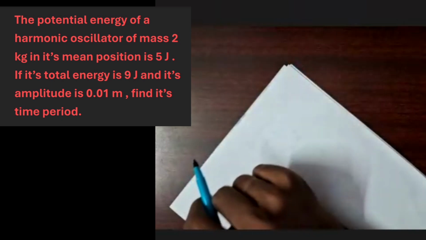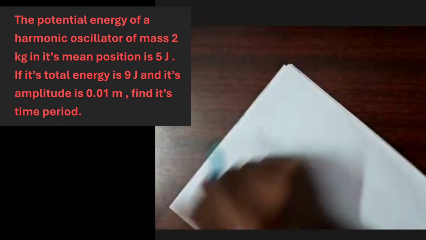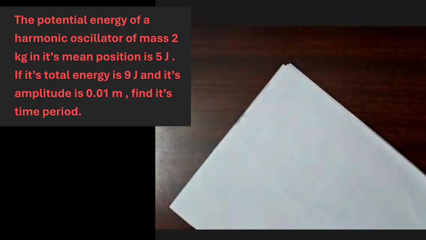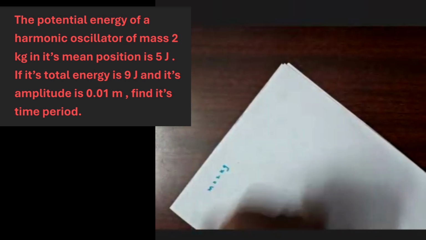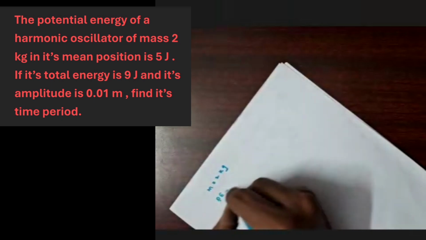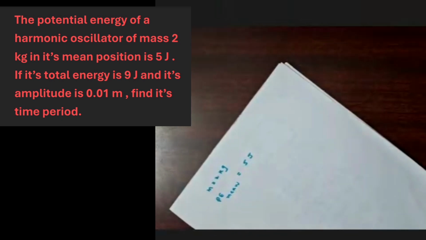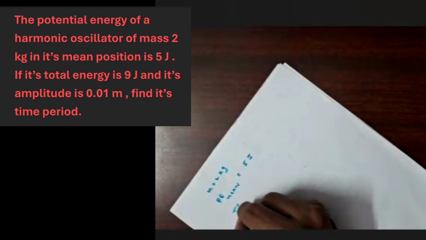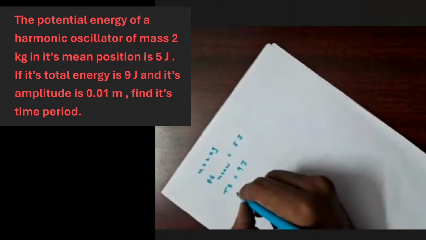Hi students, this is a problem in oscillations related to the energy of the simple harmonic oscillator. Now, the potential energy of a harmonic oscillator of mass 2 kg, m equal to 2 kg, at its mean position is 5 joules. Potential energy at mean position is equal to 5 joules, given in the problem. If its total energy is 9 joules, and its amplitude is 0.01 meter.